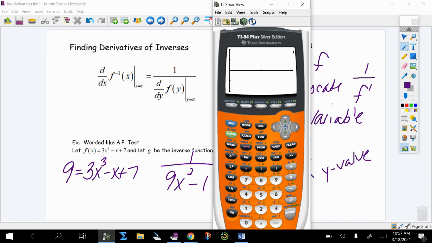Oh, I need to change my window, sorry. I'm not sure the last thing I did. There we go. Just back to a standard window, just zoom 6. So there's my cubic function. Here's 9. So the key is when do they meet?